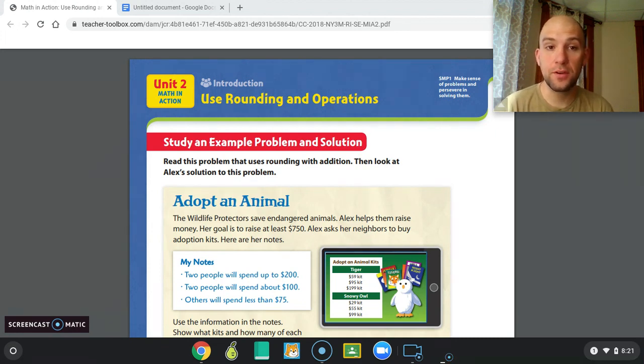And today we are going to be doing our Unit 2 Math in Action segment. Math in Action is when we take everything that we learned in the unit and we put it all together to solve a real life problem.